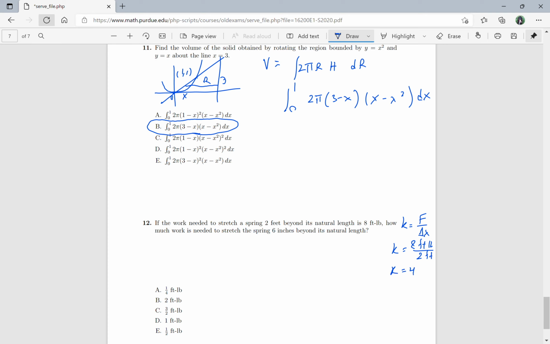And the work needed to stretch a spring 6 inches beyond its natural length. That's the integral from 0 to 6 inches, which is half a foot, of kx dx. So this will be 4, which was k, times x squared over 2 from 0 to 1/2. 2 times 1/2 squared is 2 over 4, or 1/2 foot-pounds of work, E.